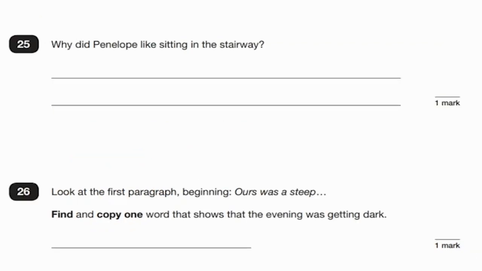Moving on. Question 25. So this is our first inference question of this text. We know it's inference because it's asking for why. Why did Penelope like sitting in the stairway? So we need to give a reason. Keywords in this question are stairway and Penelope and possibly sitting. So we're looking for those keywords in the text.